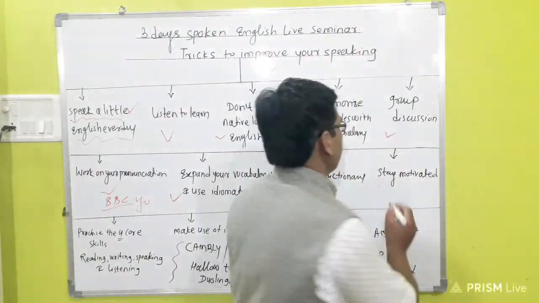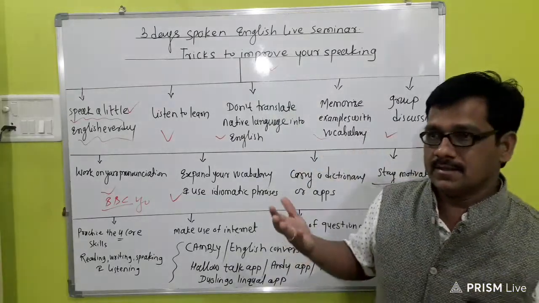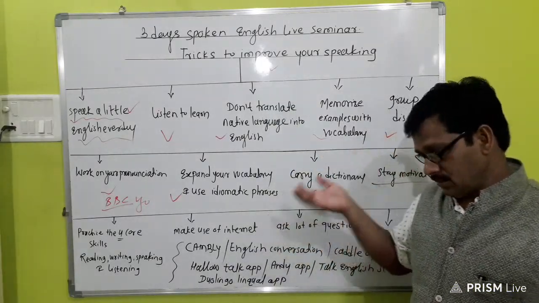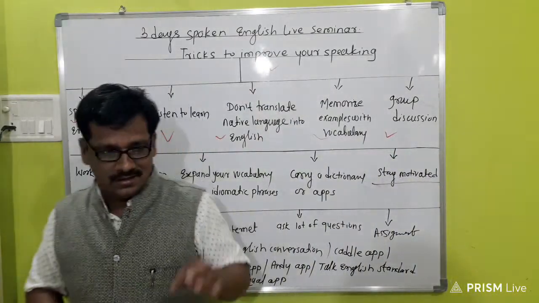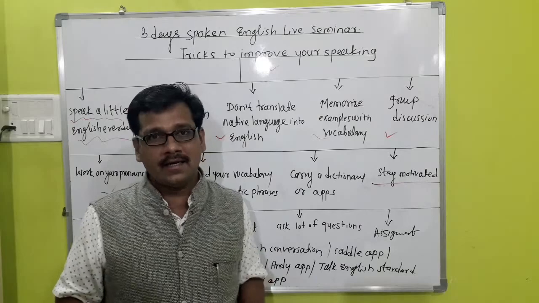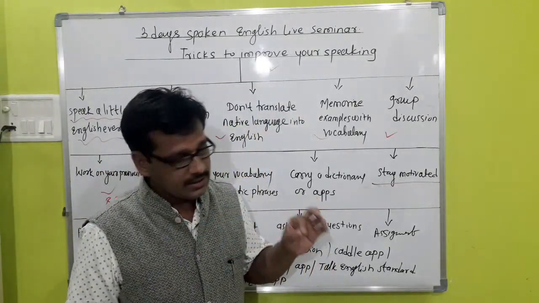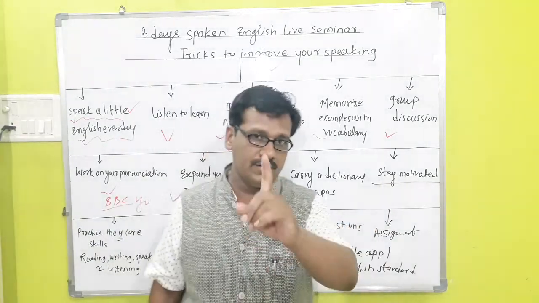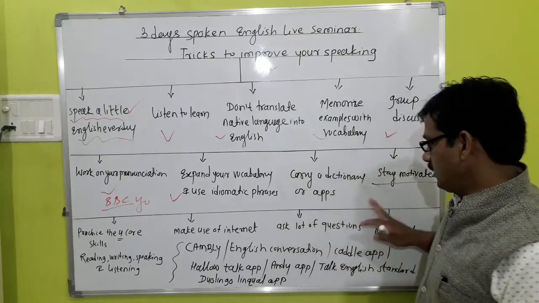Suppose anybody wants to speak, he should always stay motivated. त्यांना स्वतःला नेहमी मोटिवेट करायचं आहे. Many people around us will kill your thoughts, they will try to kill your target, but you don't get disturbed, you don't give attention to such people, you should always stay motivated. Then you will get fluency in the English language.